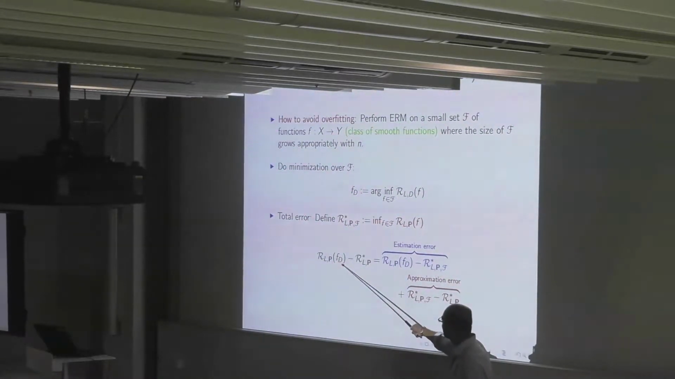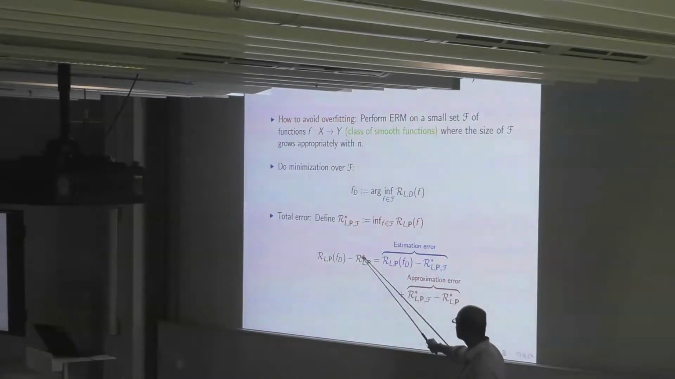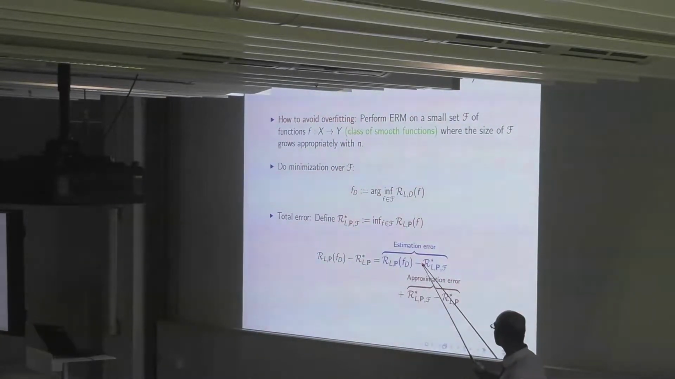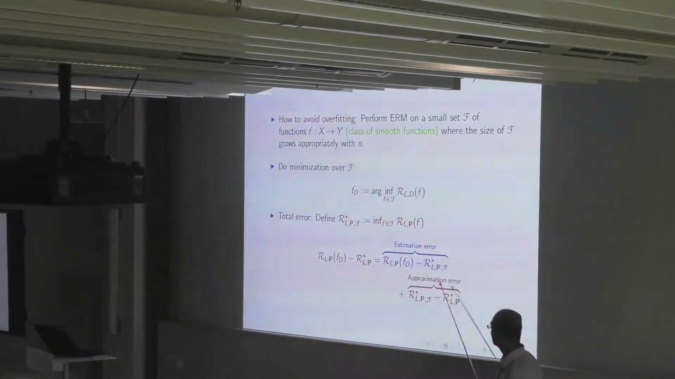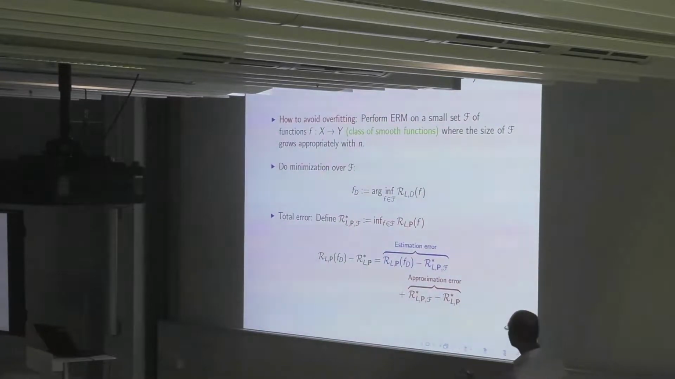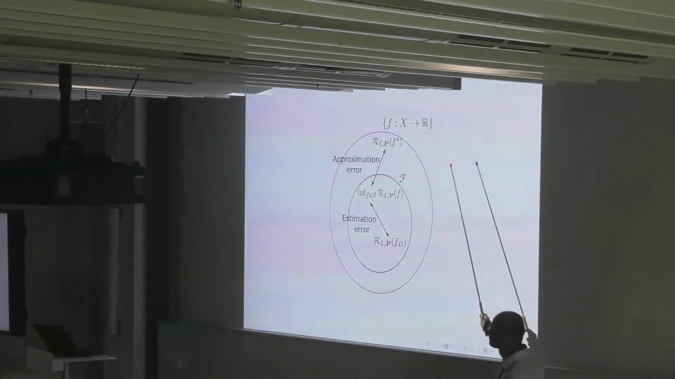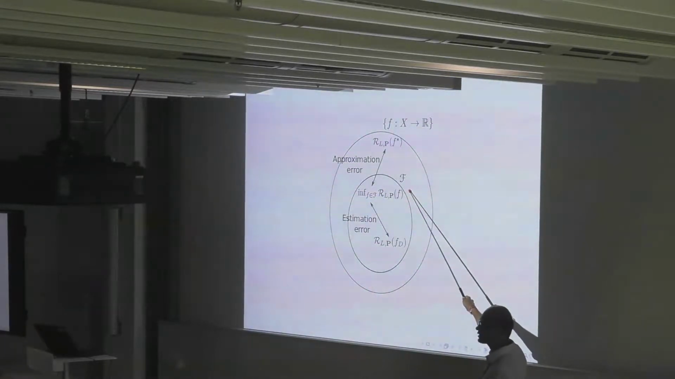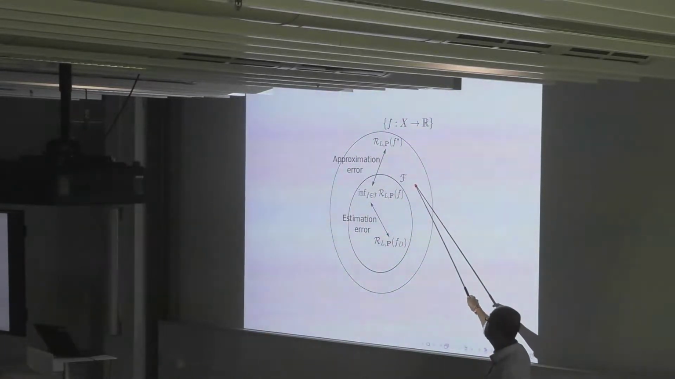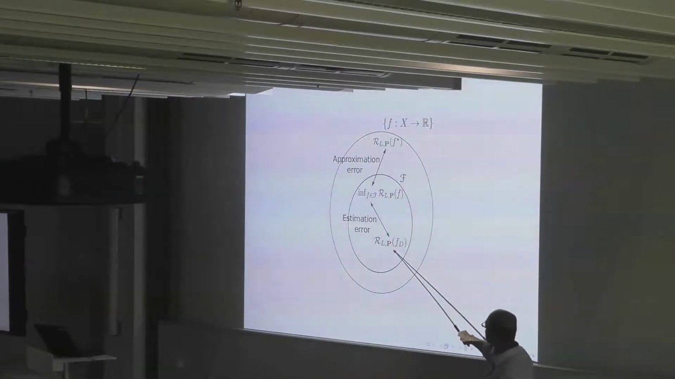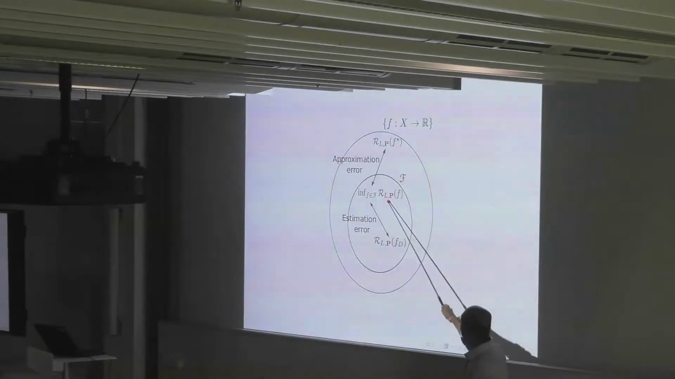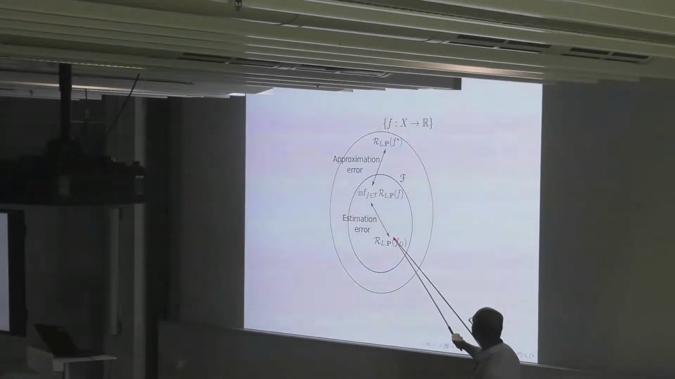Now we have the total error, which is the true error of my estimator. This I'm going to split into two parts. One is the estimation error, which is called the variance. The other is the approximation error, which is the bias. So what is happening here? This is the picture. The big circle is the space of all measurable functions. Script f is where I have restricted myself to a suitable class. And here is my estimator, which lies within script f.